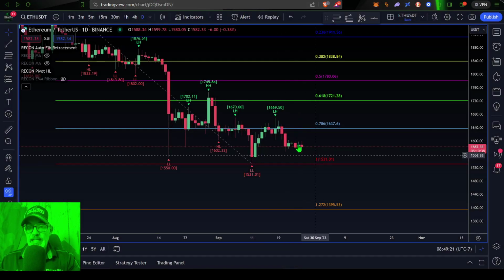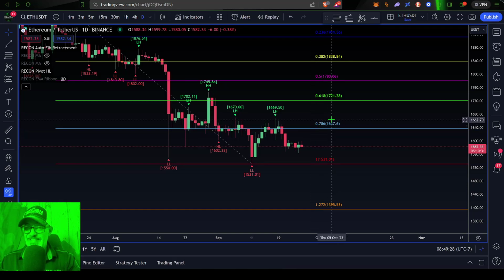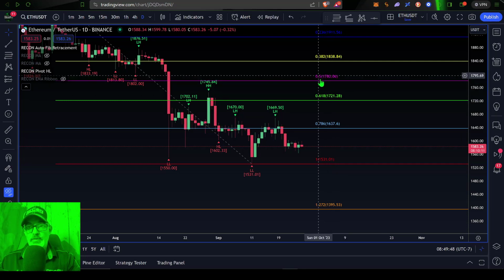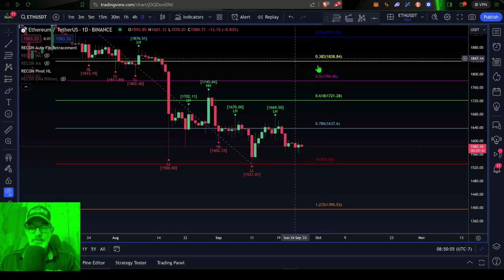Now on the flip side, if the bulls are able to get the price up above the 786 level, 1637 to probably 1650, the next target they would have their sights set on would be the 618 Fibonacci retracement level coming in around 1721. After that, then they would be looking up here at around the 50% level, which is coming in at 1780. And more importantly, for the bulls to reclaim the battlefield, I think they need to get the price above the 382 level, which would be above 1838.